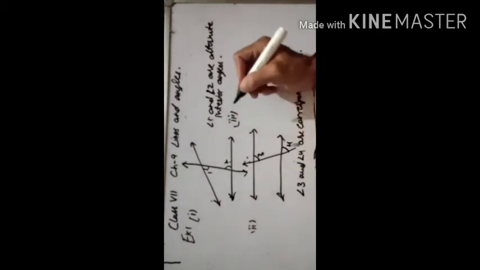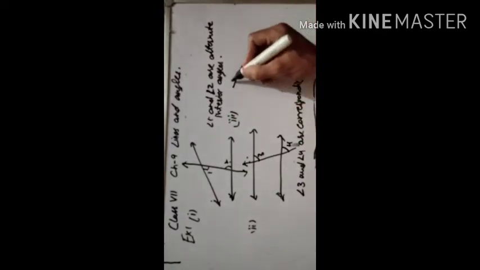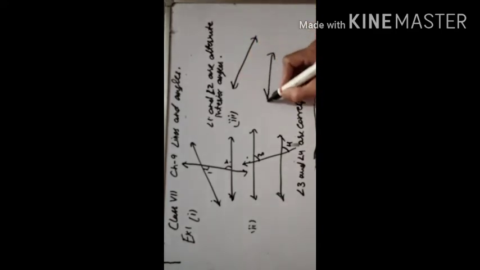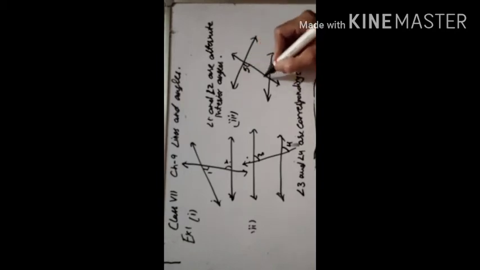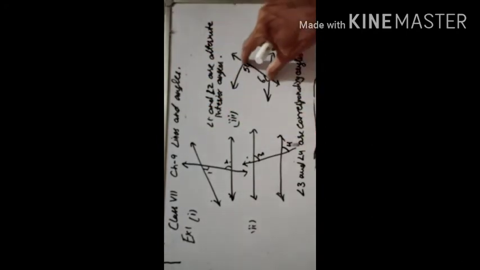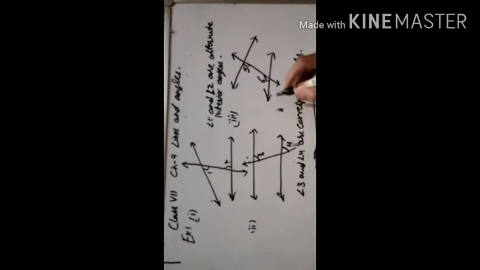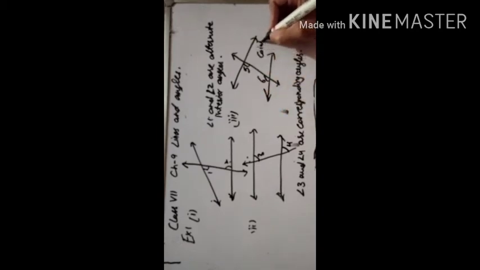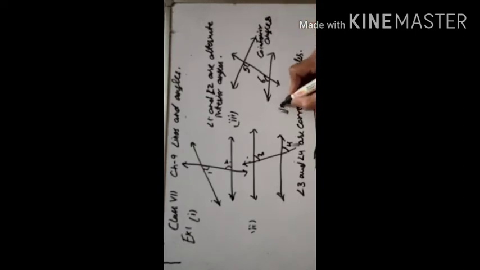The third part is two lines and a transversal, with angles 5 and 6. Now these are on the same side of the transversal and inside the lines, so interior angles, or we can say co-interior angles, or interior angles on the same side of the transversal.